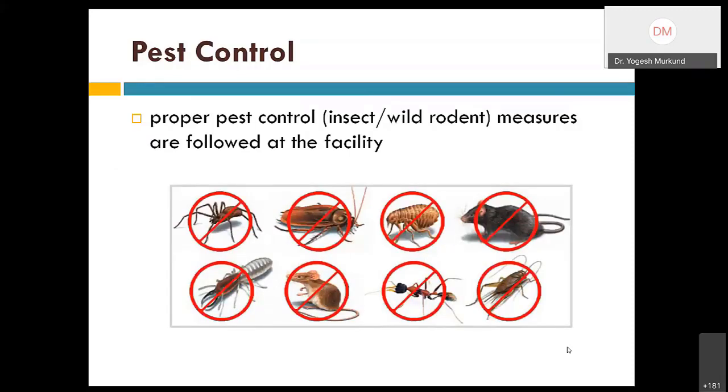And this is one more important factor, that there should be proper pest control measures within the facility. You have a very wonderful rodent commercial diet, and outside rats are coming and enjoying the delicious feast of complete wonderful diet, and then your animals are getting contaminated with diseases, viruses, bacteria and parasites. So you need to ensure that no other pests, insects or wild rodents are coming into the facility.